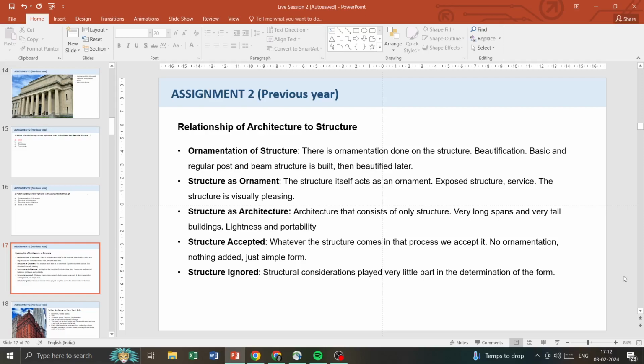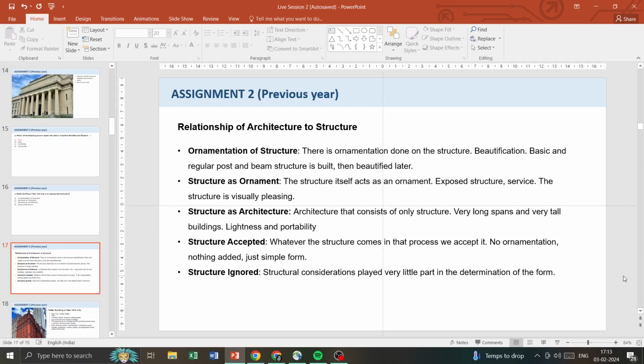So we are very familiar with the term ornamentation in architecture, which basically means detailing or designing over something. So ornamentation of structure means that there is a structure and then there is some kind of decoration over it. So there is ornamentation or decoration done on the structure. It is beautification. The simplest example would be Greek columns or the Greek buildings in the Greek classical times. They have post and beam structure, column and beam structure. And then once that structure is done, those columns are decorated. So this means that it is ornamentation of structure.